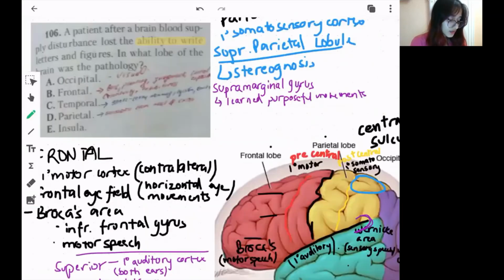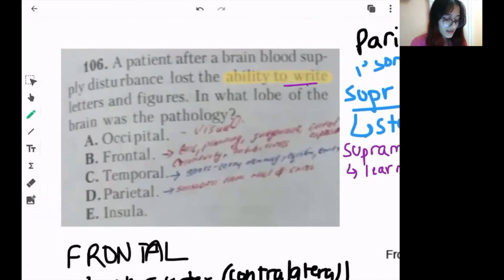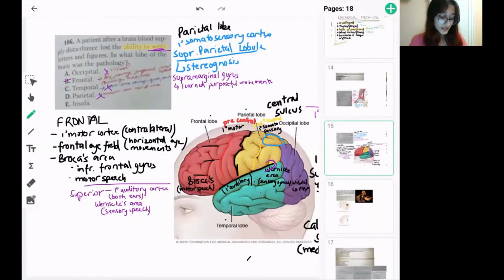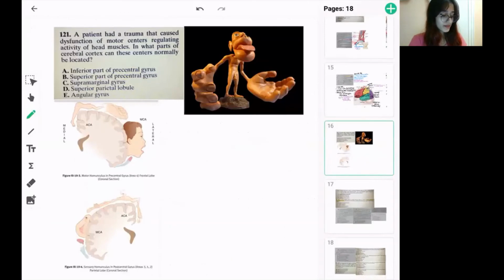So now let's look at this question. They're saying he can't write. He can't write. All the motor movement is affected. So the answer is frontal. They are not talking about the hearing. They are not talking about the sensation. They are not talking about the visual problems. So the answer will be the frontal cortex. So let's move on to the next question.